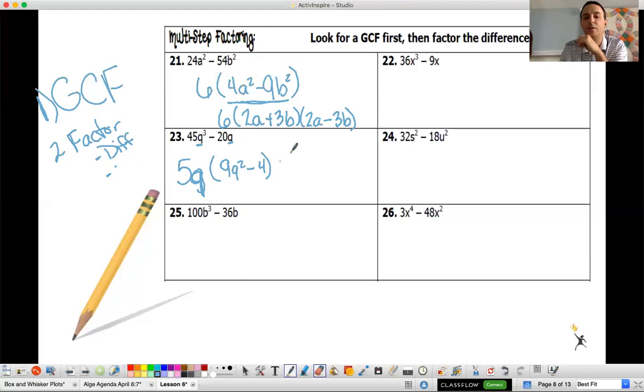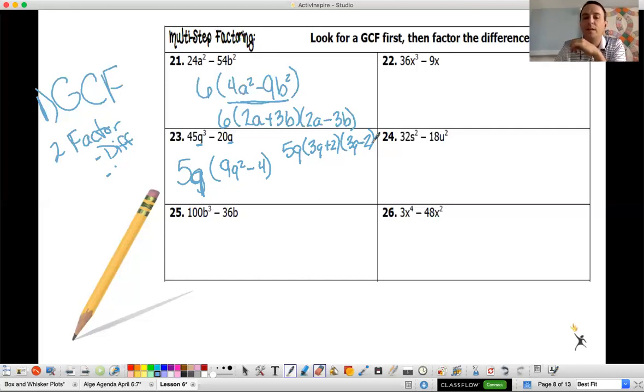That lets me go ahead and go to the next step of 5q times 3q plus 2 and 3q minus 2. Sorry about my poor handwriting. And now we kind of get to see how those go step by step.